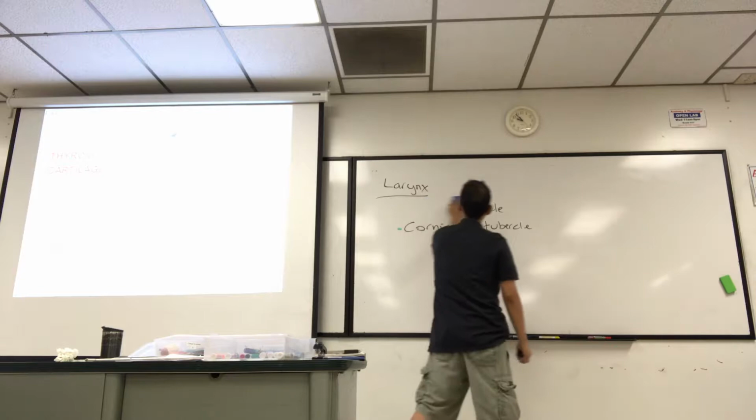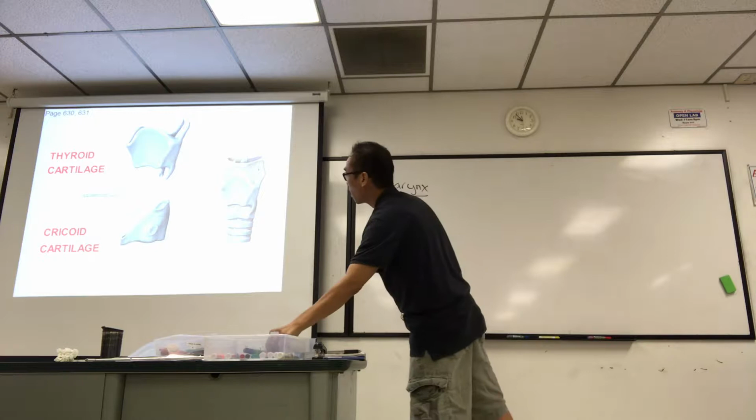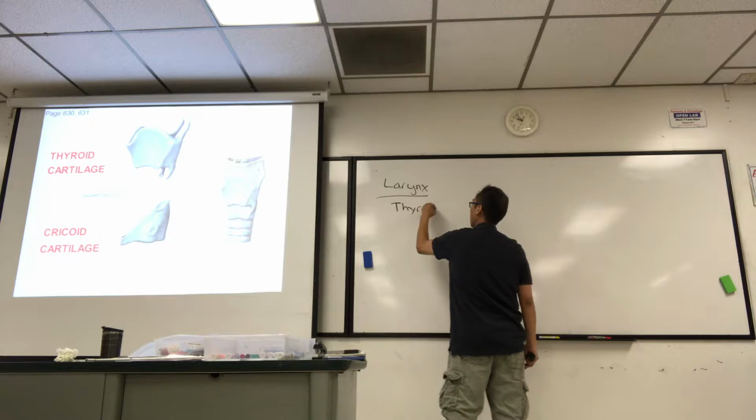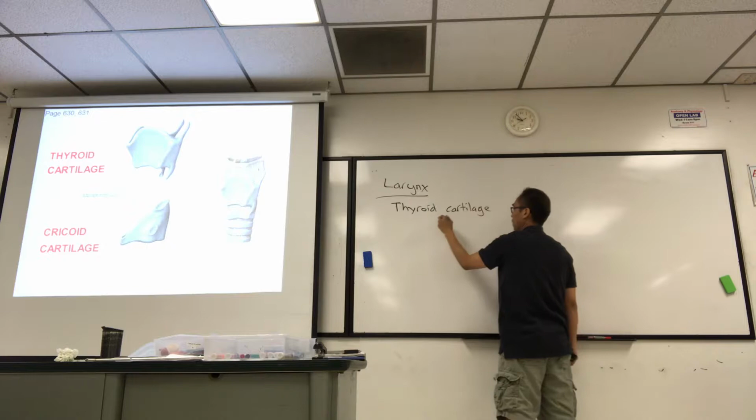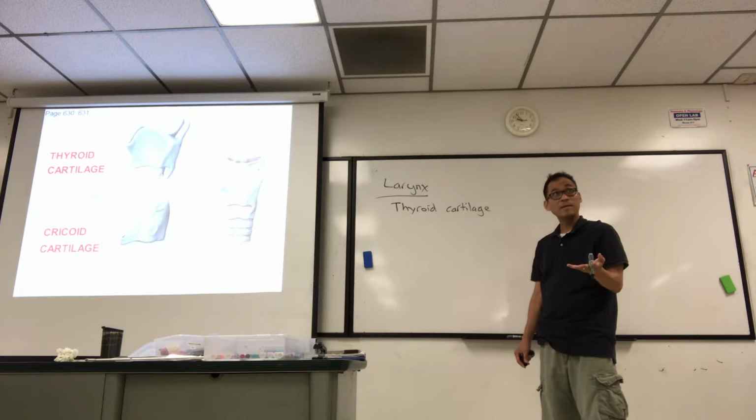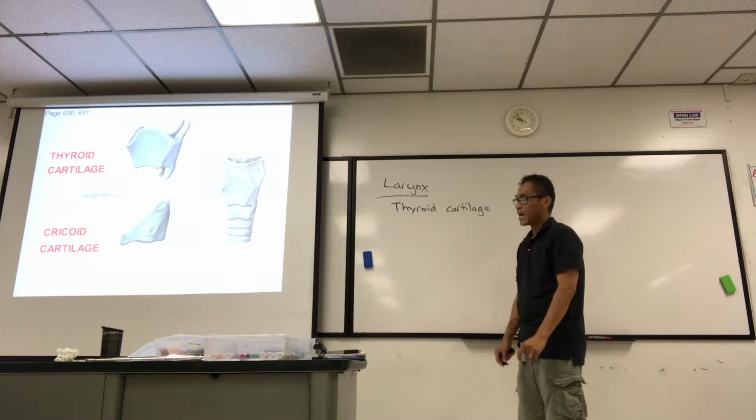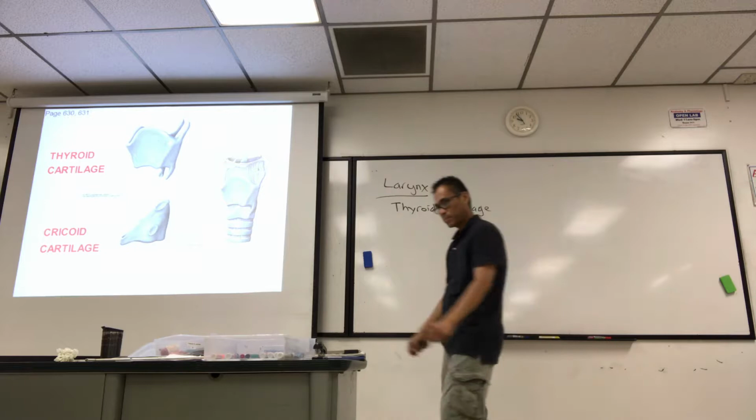Study the thyroid cartilage. A landmark surface feature of the thyroid cartilage: first of all, thyroid should sound familiar. The thyroid gland is just inferior to it. The name thyroid comes from this cartilage, which means shield-shaped, like a big shield. And that little bump there is the laryngeal prominence.